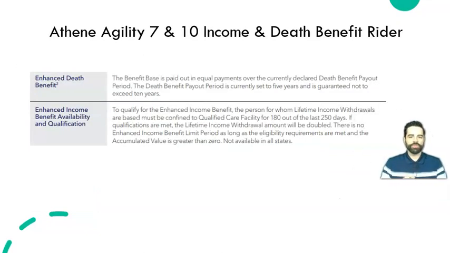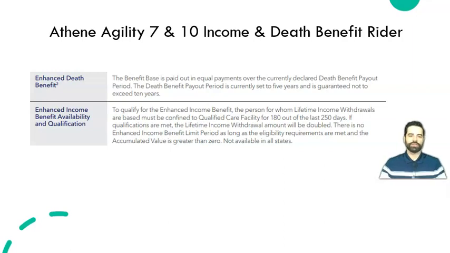The enhanced death benefit is the benefit base, paid out in equal payments over the currently declared death benefit payout period. The death benefit payout period is currently set to 5 years and is guaranteed not to exceed 10. So again, you can get the enhanced death benefit instead of the accumulation value if that is what your beneficiary decides.